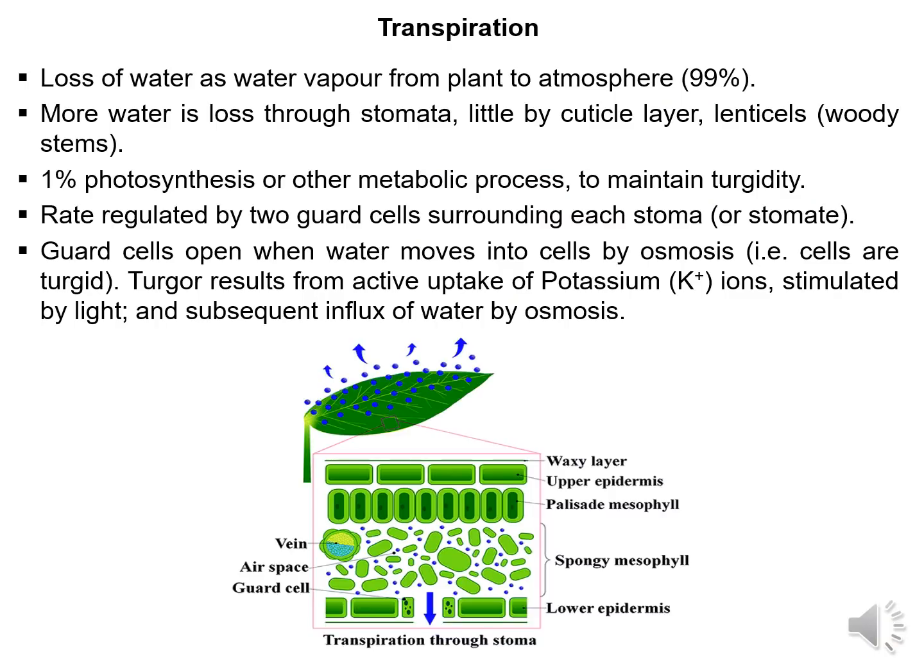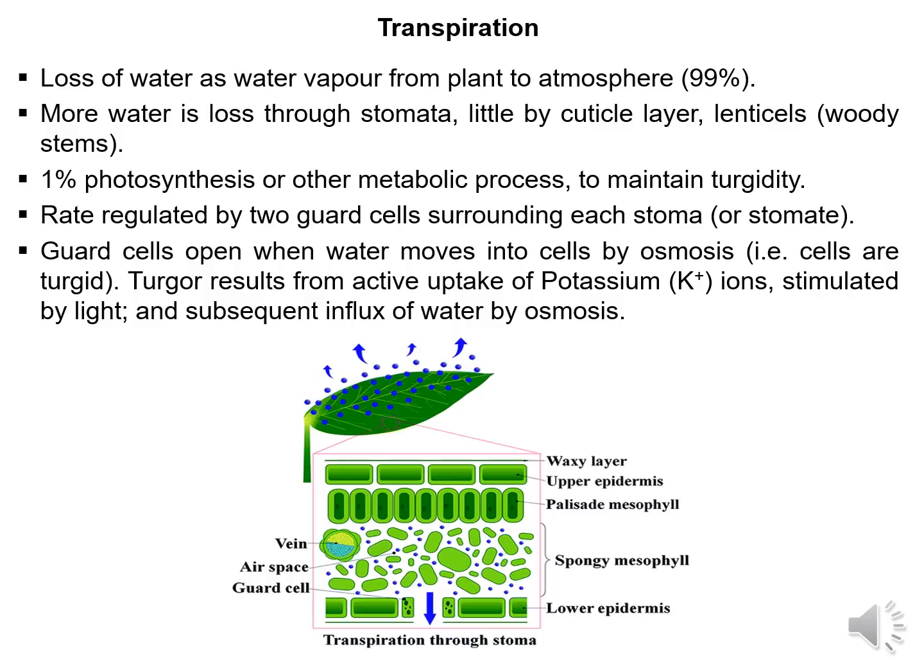So, in conclusion of transpiration, it is a process where water is lost in the form of water vapor from the plant to the atmosphere, up to 99% of all the water the plant absorbed. More water is lost through stomata. Some is lost through the cuticle layer, and some through lenticels, especially in higher-level plants, known as woody plants or woody stems. Only 1% of the absorbed water is used for photosynthesis or other metabolic processes, and out of this 1%, some is also used to maintain turgidity and freshness of the plant cells.